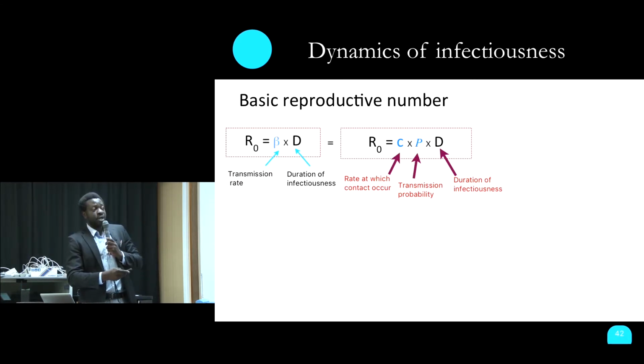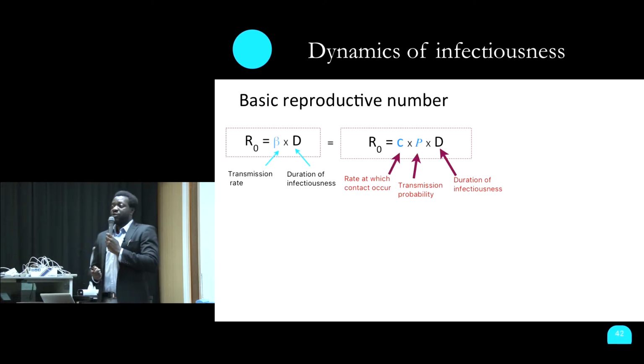Mathematically, R naught, or the basic reproduction number, is the transmission rate times the duration of infectiousness. We can further break down the transmission rate. The transmission rate is composed of two elements. We have the contact rate, which is the rate at which people come into contact with one another, and we have the transmission probability. What is the risk of person A transmitting the infection to person B whenever there is a contact?